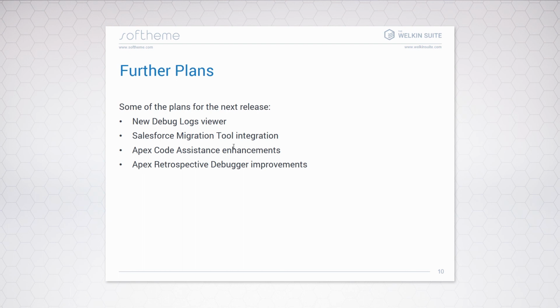The next one is Salesforce migration tool integration, or ANT. Once we started to think about these external tools, we will continue working in this direction, and we'll try to provide you some more integration with ANT out of the box. Also, we have been working on Apex Code Assistance enhancements for the last 2 or 3 months very tightly. We are working right now on improvements to our parser, so it will be 10 times faster, even 100 times faster. It will provide us much more options to give you better completions. So I hope that we will release the result of this work in the next release again.